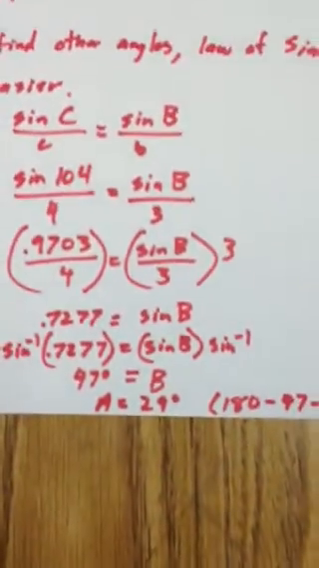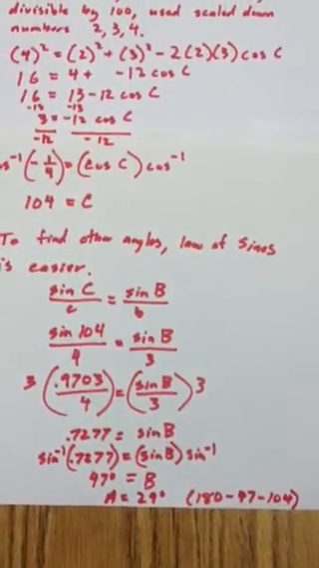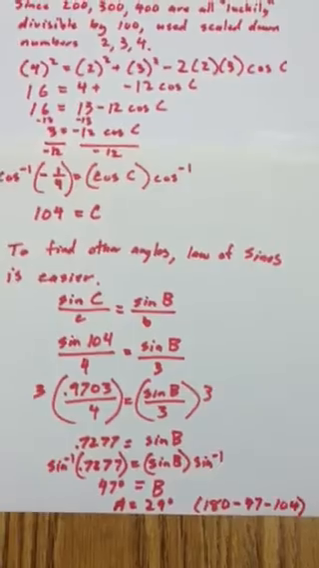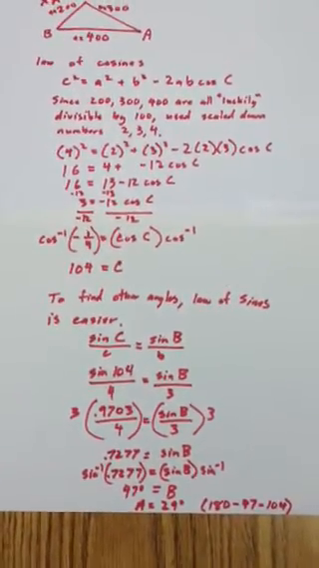Finally, at the very end, we can figure out that a is 29 just by subtracting it all. So there's all of the work.